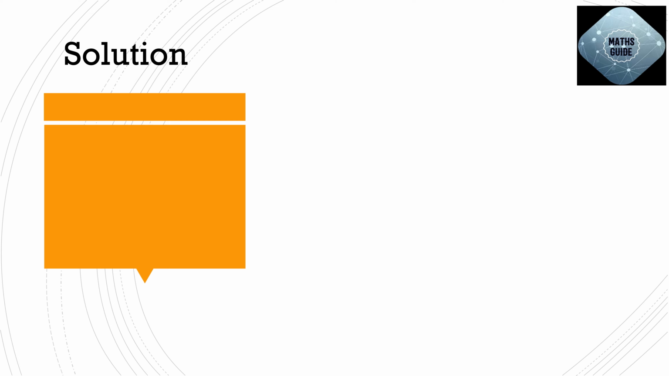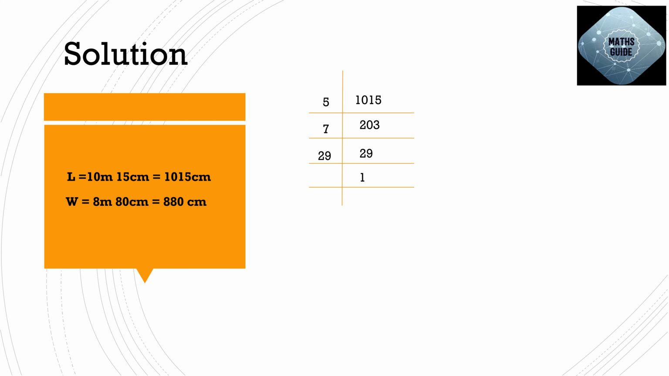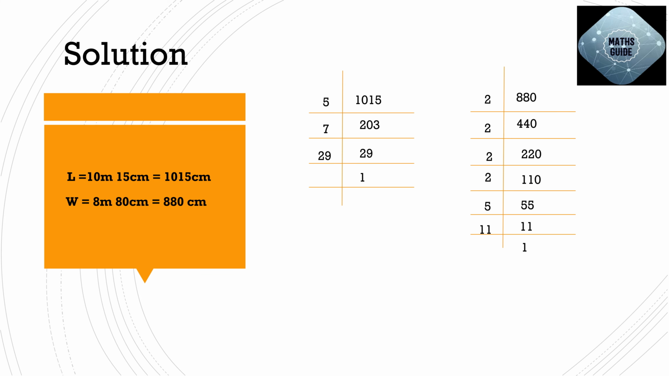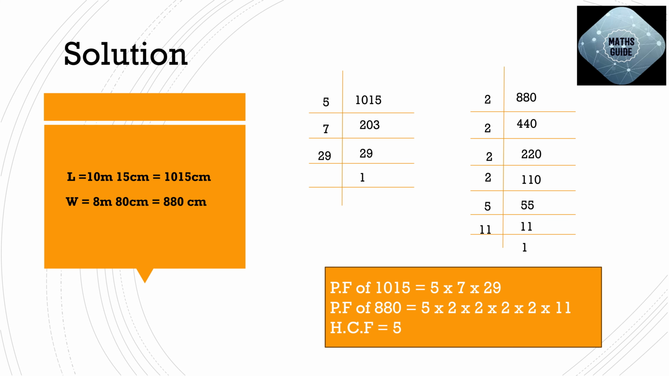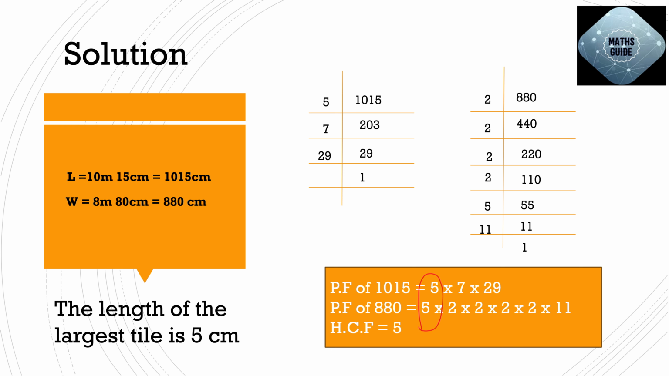Now here is the solution of that question. If the length of that rectangle is 10 meter 15 centimeter, we will convert it into centimeter and we get 1015 centimeter and the width will be 880 centimeter. Our first step is to resolve them into its prime factors. 1015 and 880 have been resolved into the prime factors and the second step is to find out the common prime factors, that is 5. So we can say that 5 is the common factor. So the length of the largest tile should be 5 centimeter to cover up that rectangle completely.